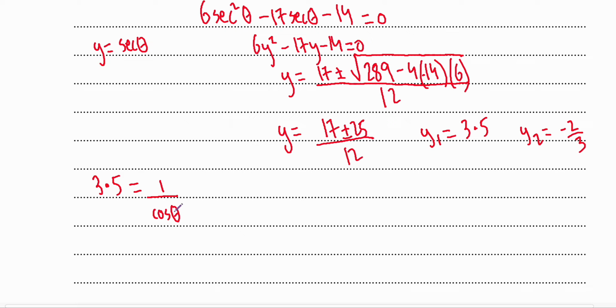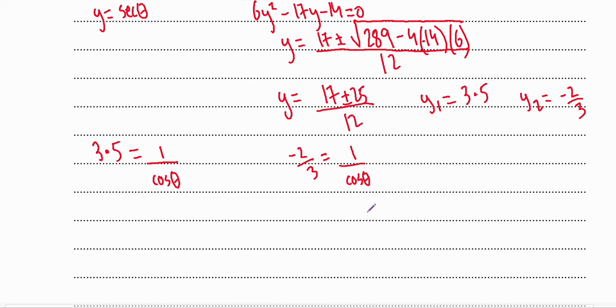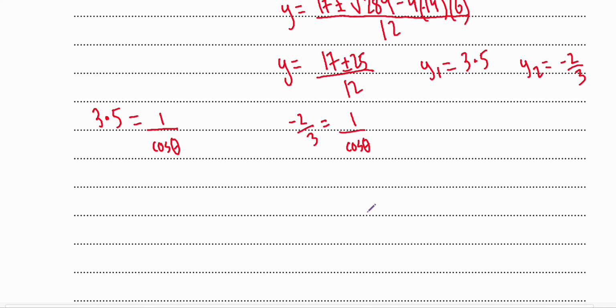So now we can write it in terms of cosine theta, and we have negative 2 over 3 is equal to 1 over cosine theta. Well, I guess you guys can see what we're going to do next. So we'll have many solutions. So let's make a table. Let's start with this side right here. So 3.5 is equal to 1 over cosine theta. So if I multiply by cosine theta and then divide by 3.5, we get cosine theta is equal to 1 divided by 3.5, which is equal to 2 over 7.